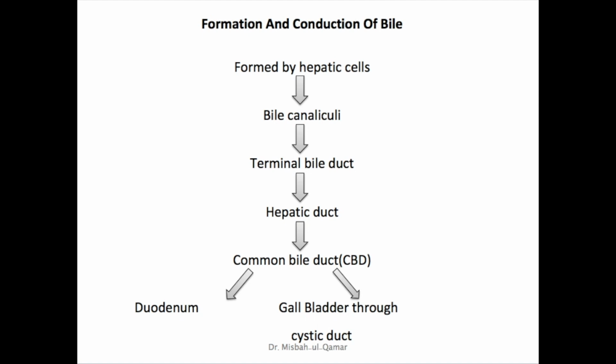Here again, you can see this flow chart of bile formation and conduction. Once bile is secreted by hepatocytes, it is drained into the bile canaliculi, which terminate into bile duct, and this bile duct then joins the hepatic duct and forms common bile duct. Now, bile from this common bile duct either goes directly to duodenum or it goes to the gallbladder through the cystic duct.